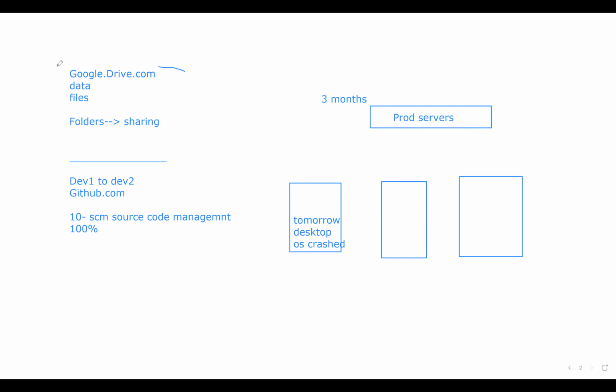The same way Google Drive works, we will have github.com. Github.com is the place where every developer will store the code. Among the top Fortune 100 companies, 80% plus use GitHub as the source code management tool for their projects.